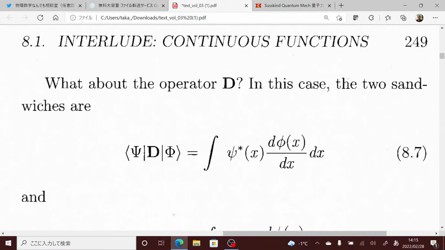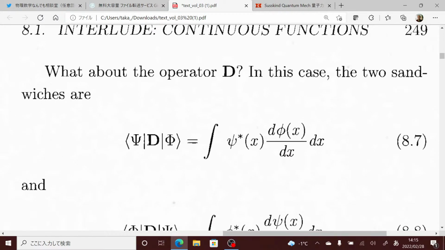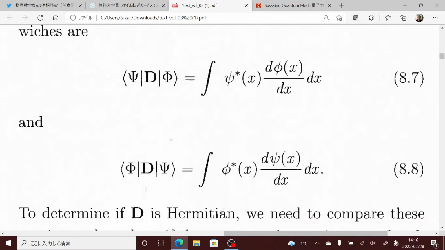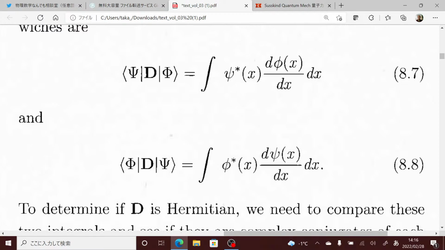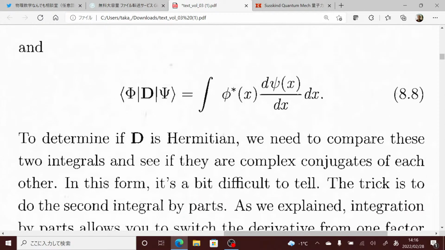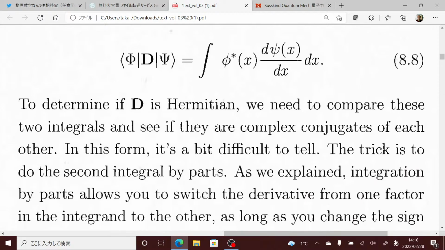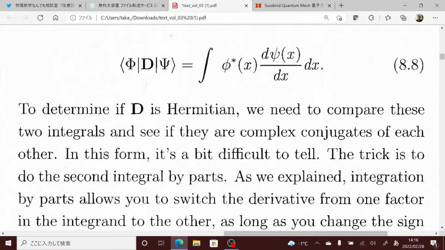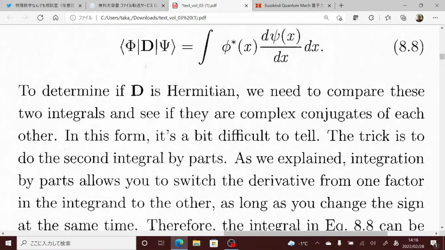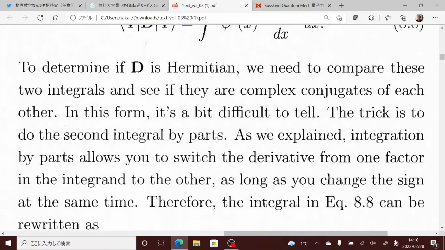What about the operator d? In this case, the two sandwiches are psi d phi and phi d psi. To determine if d is Hermitian, we need to compare these two integrals and see if they are complex conjugates of each other. In this form, it's a bit difficult to tell. The trick is to do the second integral by parts.